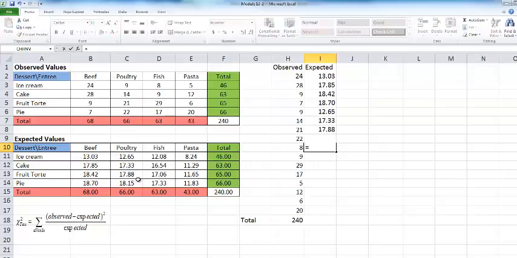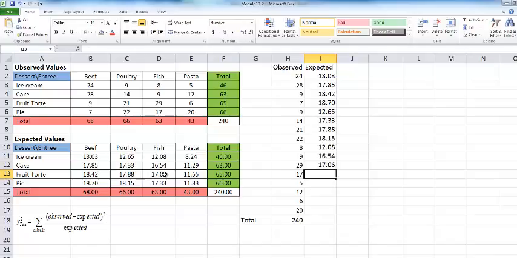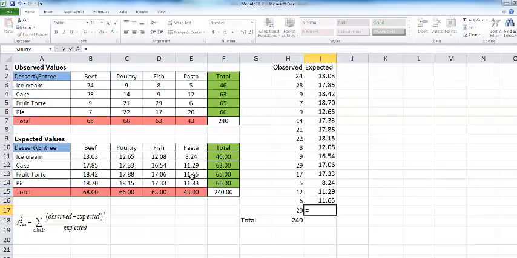Next column: D11, D12, D13, D14, and the last column for pasta: E11, E12, E13, and E14. And the total should be 240.